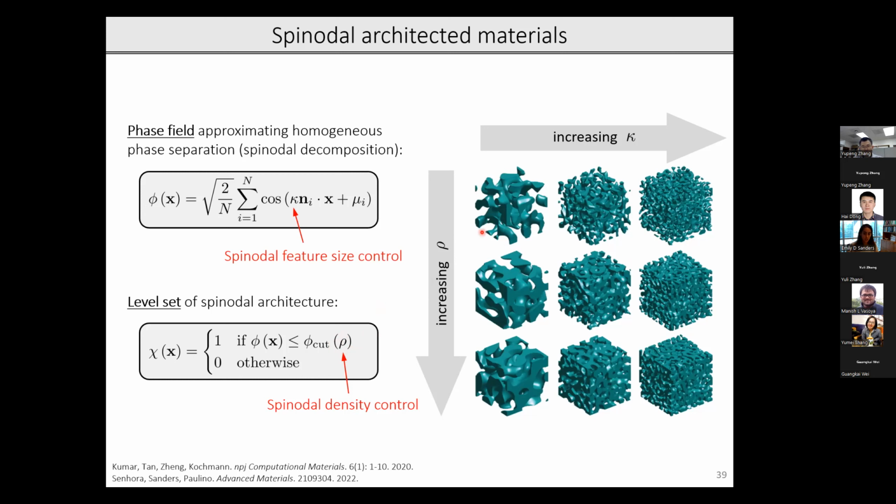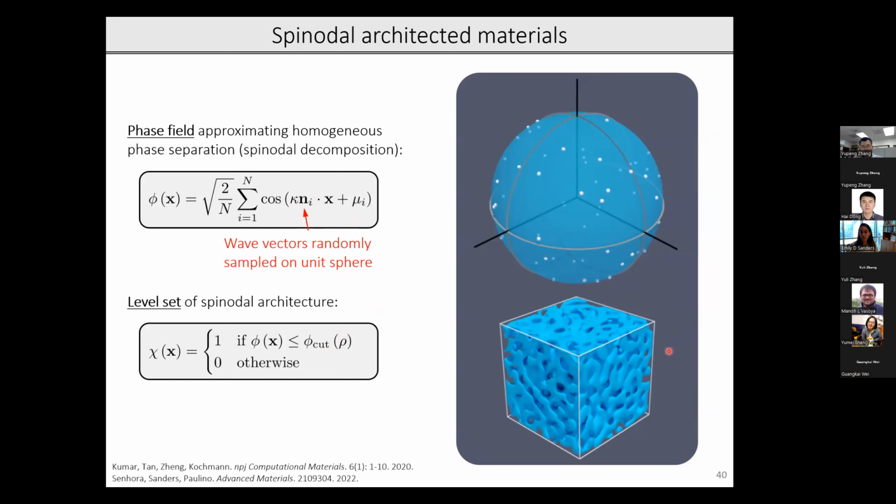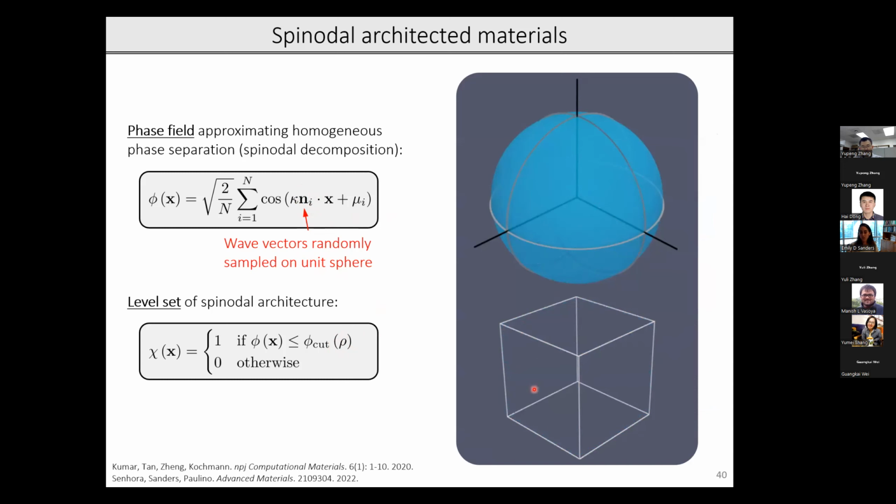But I think the most exciting parameter that we can control is actually this parameter n, the wave vectors. If I allow my wave vectors to be randomly sampled on a unit sphere, as you see happening here, this is what the geometry associated with those wave vectors looks like. Since they're located randomly on this sphere, I don't have any directional preference. This material is going to essentially end up being isotropic. It's totally random.